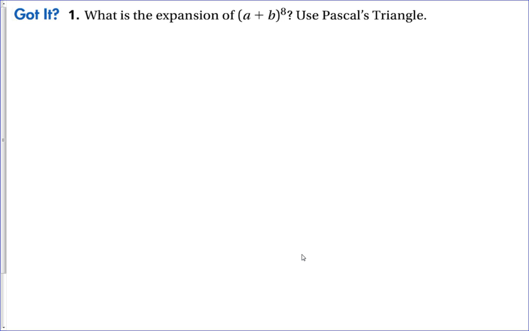All right. So I want you to expand this one out just like we did, just like we had the one before. So what is the expansion of a plus b quantity to the 8th? Use Pascal's triangle. So pause the video and figure this out.